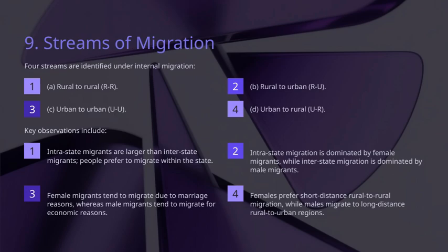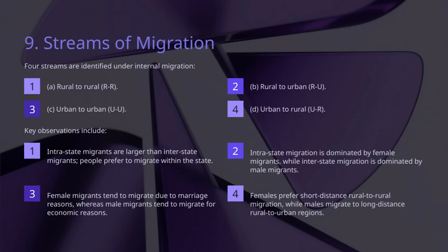A key point to remember is that intrastate migration generally outnumbers interstate migration. People prefer to move within their own state, likely because it's easier logistically and socially more comfortable. Regarding the reasons behind migration, female migrants are mostly driven by marriage, which explains their preference for shorter local moves. Males, however, tend to migrate for economic reasons, seeking better employment or income opportunities elsewhere.